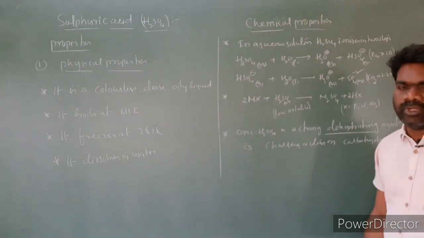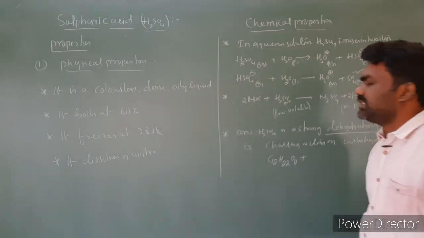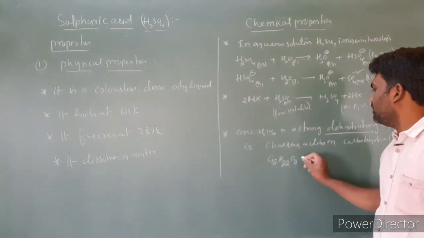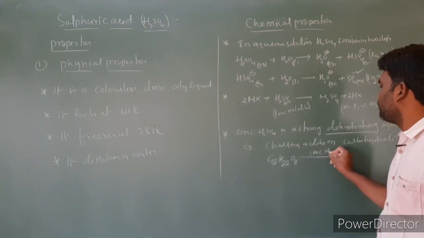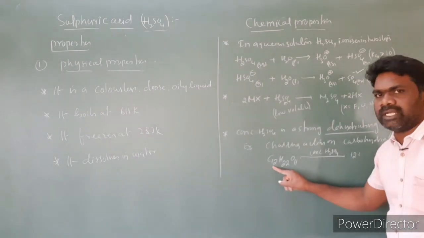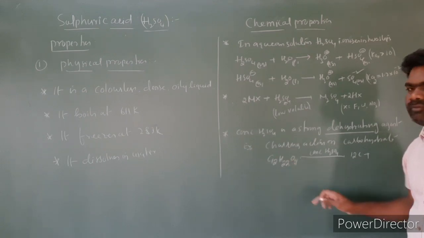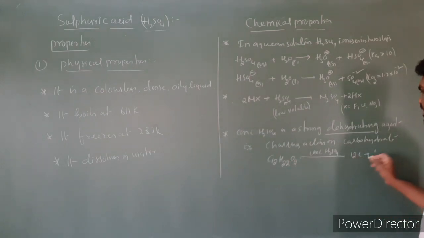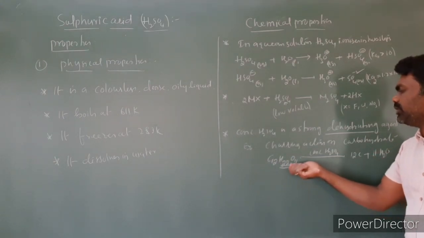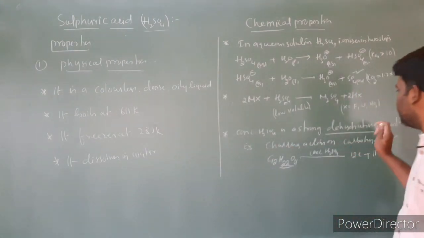Charring action on carbohydrates. I am taking sucrose, C12H22O11, plus concentrated sulfuric acid. Then the product is 12C, since 12 carbons are there. So 12C plus the hydrogens and oxygens are removed in the form of water, 11 H2O. So these hydrogens and oxygens are removed in the form of water.